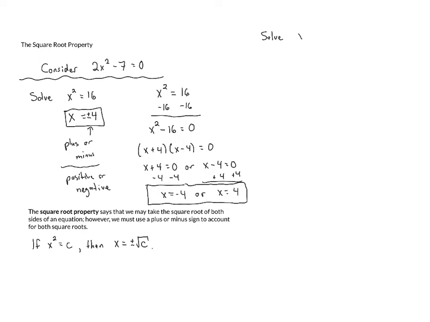Let's solve x squared equals 36. Now here we have something in the form x squared equals a constant, so we can use the square root property and take the square root of both sides. On the left-hand side, the square root of x squared is x. On the right-hand side, the square root of 36 is 6. However, we have to remember that it's really plus or minus 6. There are two square roots of 36, positive 6 and negative 6, and so those are our solutions.